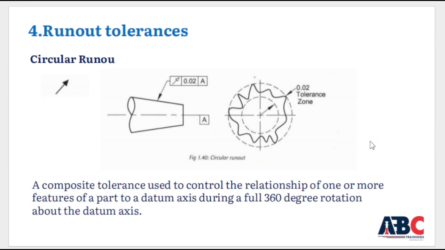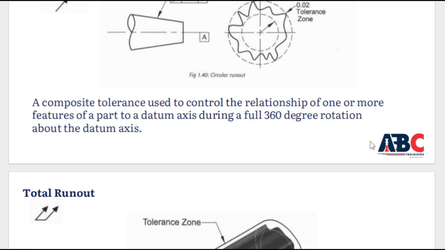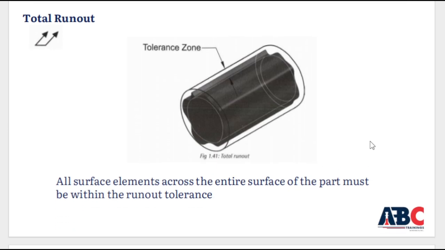The fourth point is runout tolerances. Runout tolerances have the characteristic of circular runout. A runout tolerance is used to control the relationship of one or more features of a part to a datum axis during a full 360-degree rotation about the datum axis. Total runout: all surface elements across the entire surface of the part must be within the runout tolerance.